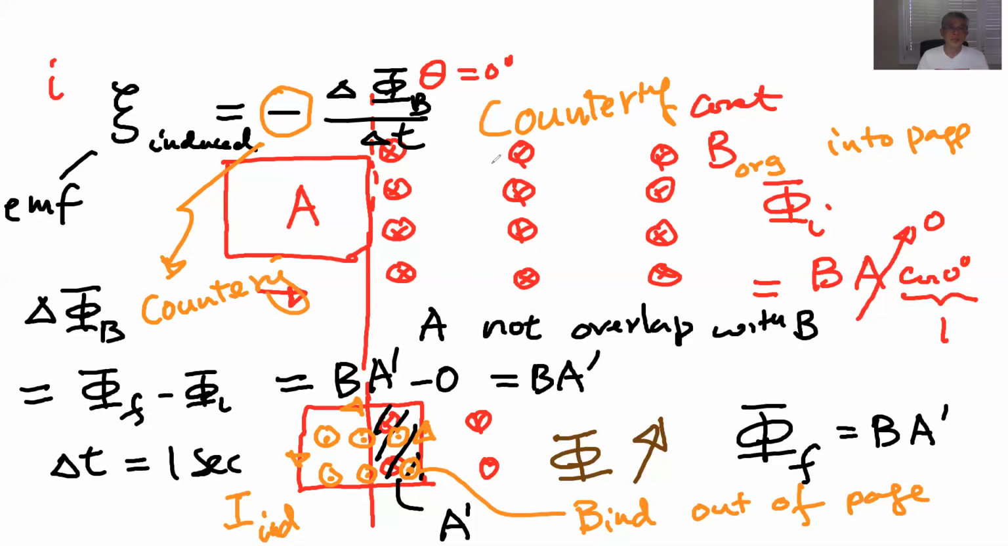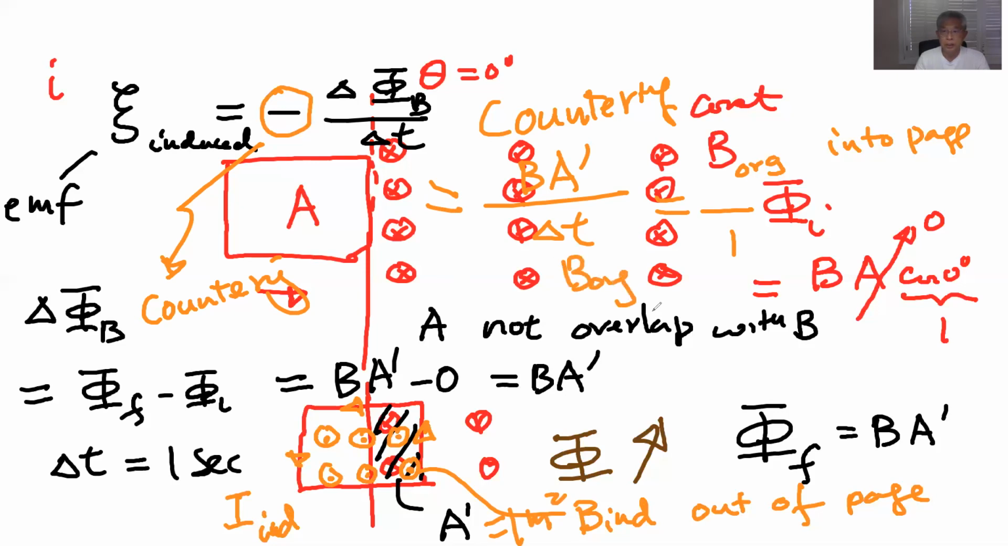So you can calculate this case: the induced EMF will be equal to B times A prime, divided by delta T. Let's say delta T is equal to 1 second, and A prime, let's say, is equal to 1 meter squared. And let's say B, this is B original, is equal to 1 Tesla.